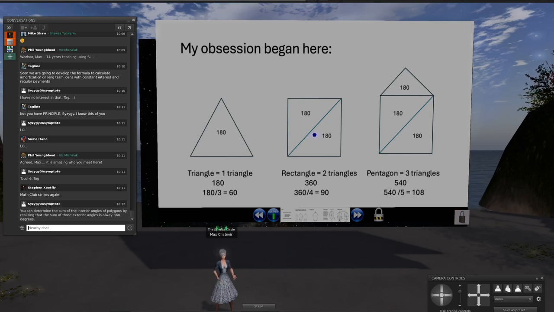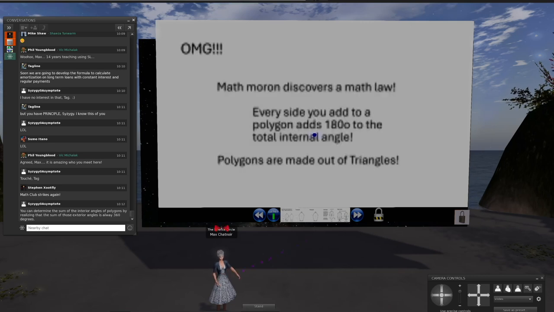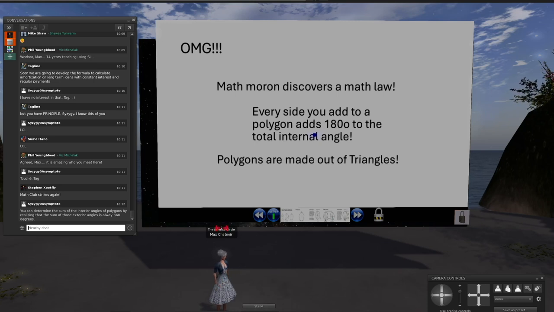And I looked at it, okay. So I put all of the triangles so that the corners came together so that they would all contribute to the total sum of the angles on the inside. That added up to 540, which told me that if I divided it by 5, then the average size of the interior angle would have to be 108 degrees. So I'm feeling very proud of myself. And suddenly, all of these bright flashes start going off in my brain, and the math moron discovers a math rule, which is that every additional side you add to a polygon adds 180 degrees to the total internal angle. Wow!